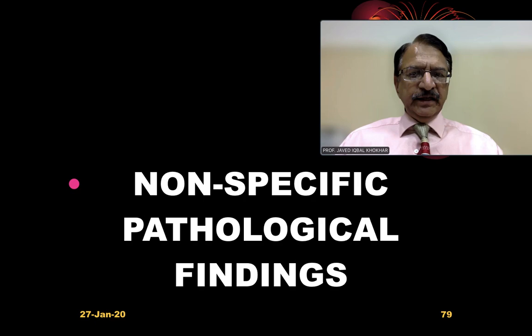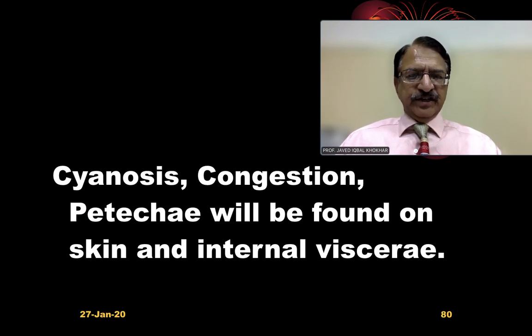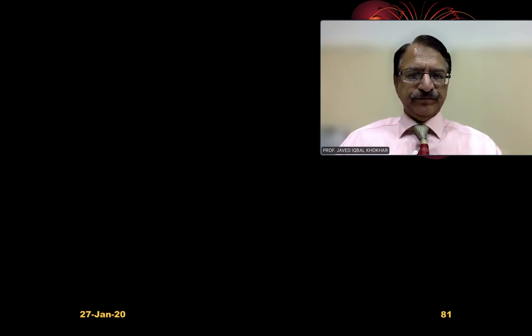Now regarding the non-specific findings, we have discussed them in the previous lecture. They are cyanosis, congestion, petechial hemorrhages, and fluidity of the blood. They will all be present on the skin and on the internal viscera. These are the petechial hemorrhages.